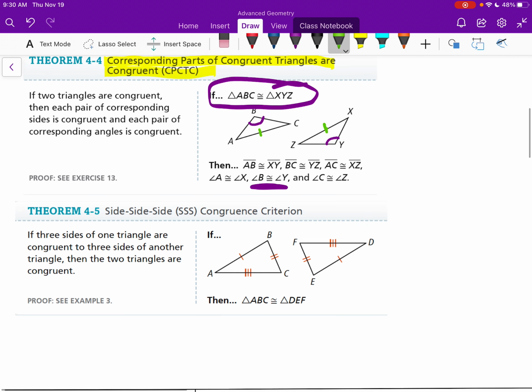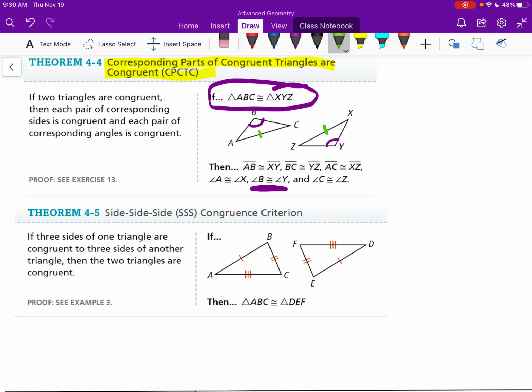The last other really important thing for this section is going to be the side congruence criterion, which literally just means if we know the three sides of one triangle are congruent to the three sides of another triangle, then the two triangles must be congruent, which kind of makes sense. Like if all the side lengths are exactly the same, then the triangles are exactly the same. Take notes of that, and then let's jump to example 2.